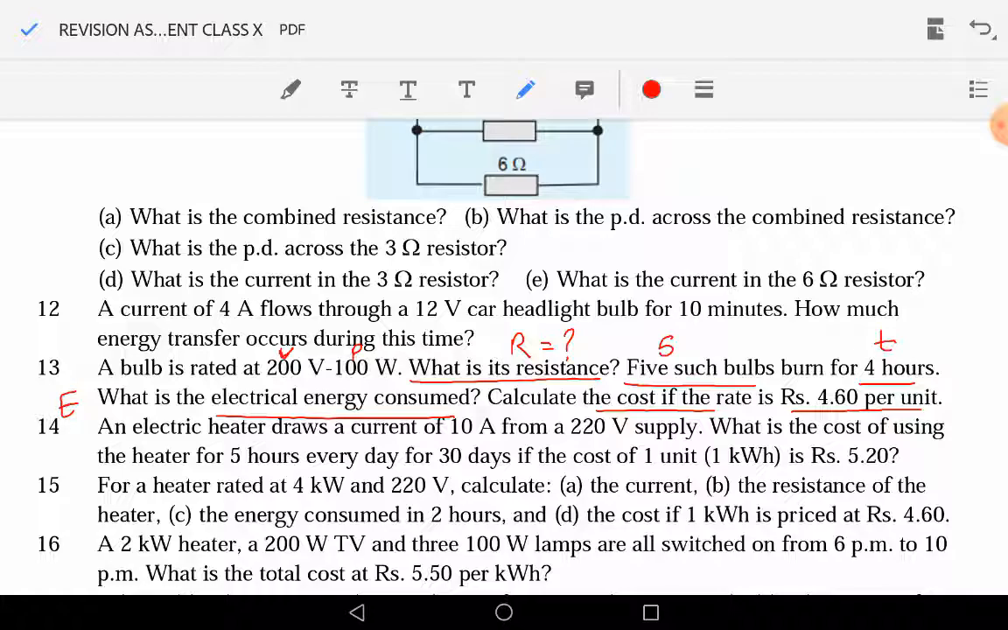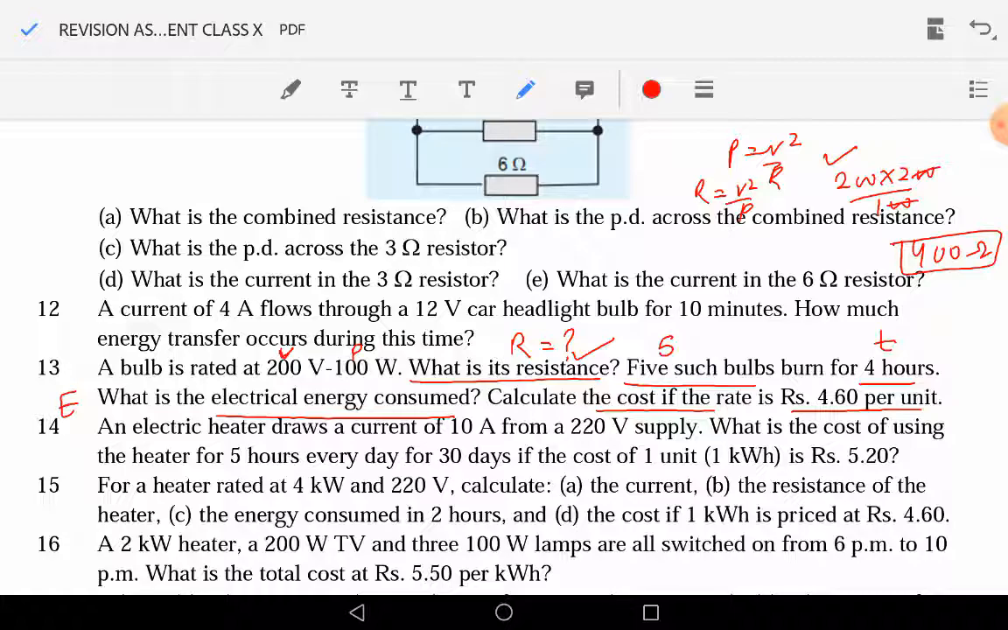We all know that there is one formula, P is equal to V square upon R. Rearrange it, we get R equals V square upon P. So it will be 200 into 200 upon 100. We divide it, and the resistance comes out to be 400 ohm. So we have found the first part of the question from the formula P is equal to V square upon R. Now moving to the second part of the question.